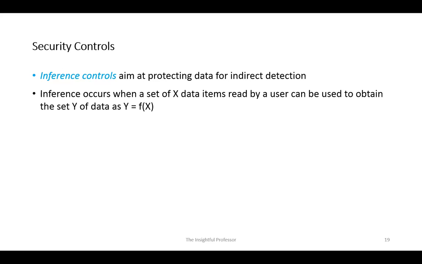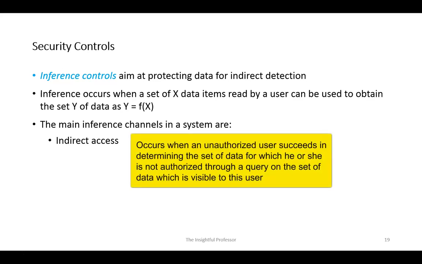Inference occurs when a set of data items read by a user can be used to obtain another set of data items. Here we're referring to these as X and Y, and we're saying that Y is effectively derived from X. The main inference channels in a system include indirect access, which occurs when an unauthorized user succeeds in determining the set of data for which he or she is not authorized through some type of a query on a set of data that is visible to this user.